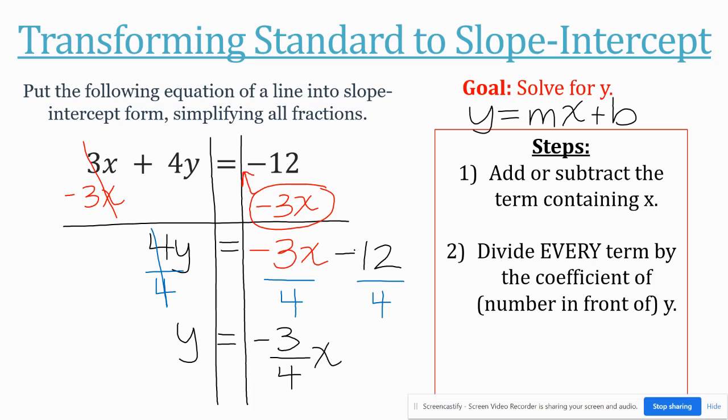And then here we have negative 12 divided by 4. This is something that we can simplify. Negative 12 divided by 4 is a negative 3. Okay, now it is in slope-intercept form.